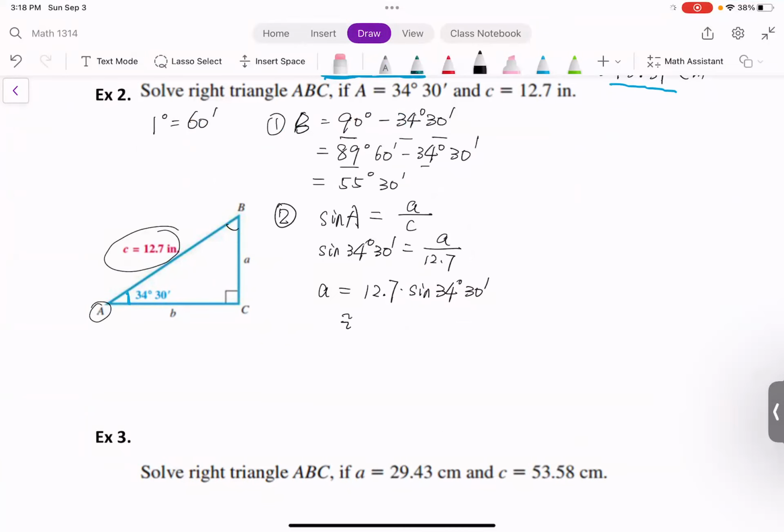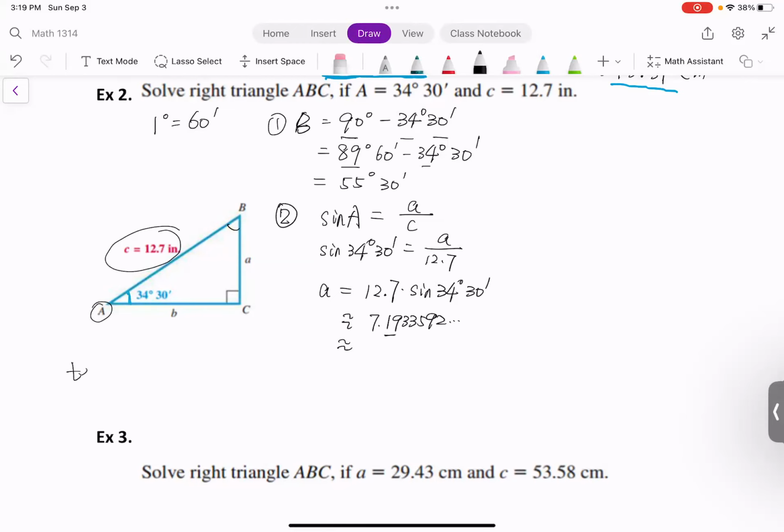So A is about 7.1933592 something. And if the question says keep 2 decimal places or round your solution to the nearest hundredth, hundredths means keep 2 decimal places. If they say tenths, that means 1 decimal place. But this one we say round to the hundredths.